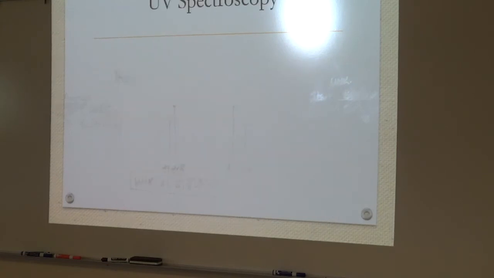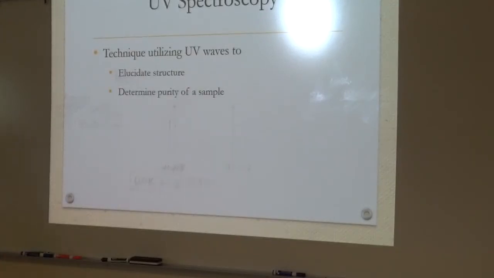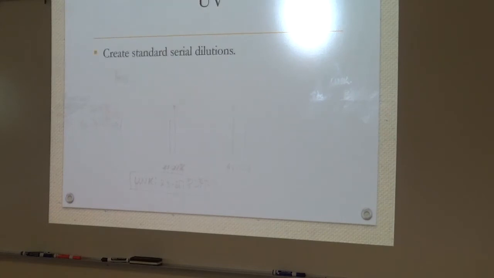UV, or ultraviolet spectroscopy, we're using ultraviolet, that is, waves that are just a little more energetic than most humans can see. You can use it to elucidate structure, although most of the time UV is used to determine the purity of a sample. As it turns out, it's also very useful to determine the concentration of a mixture, as long as that mixture has a component that absorbs in the ultraviolet range, which is what we're going to be doing today. So you're going to create a standard set of serial dilutions.